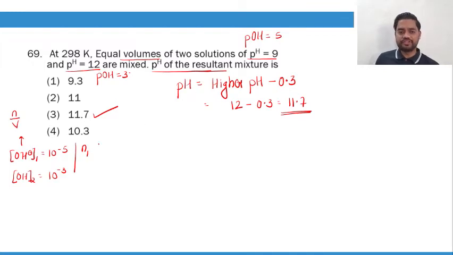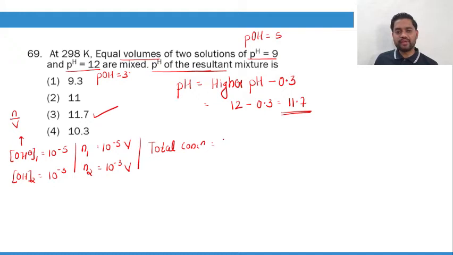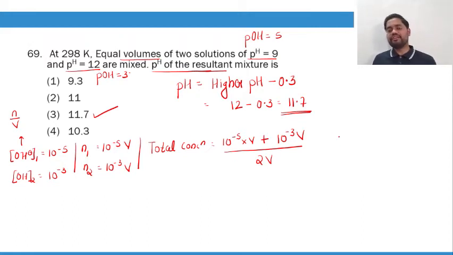So the number of moles of the first will be 10 raised to minus 5 times V, whereas N2 will be equal to 10 raised to minus 3 times V. Now what is the net concentration? It will be N1 plus N2 by total volume. So N1 is 10 raised to minus 5 times V plus 10 raised to minus 3 times V, whole divided by V1 plus V2, that is twice of V. V1 is V, V2 is V, so V plus V is twice of V.